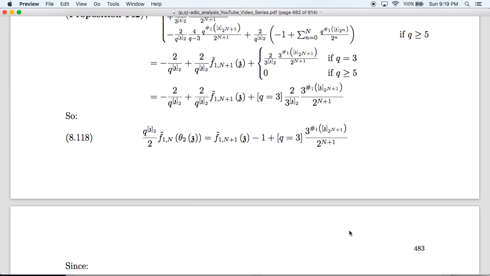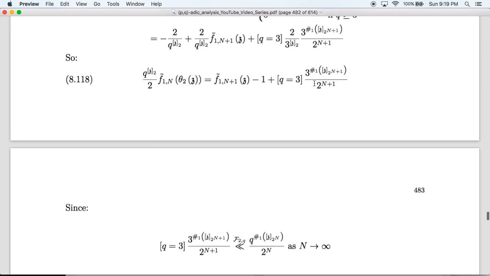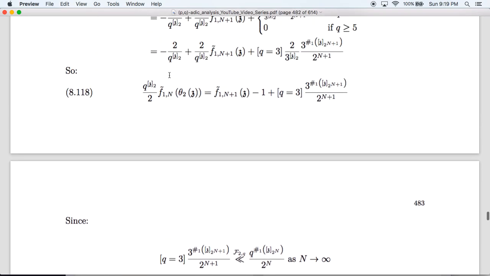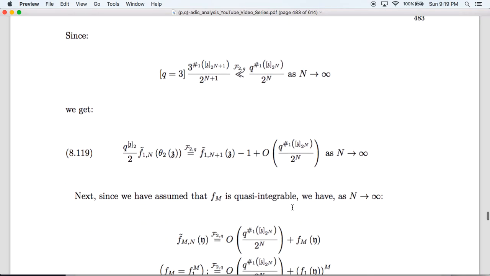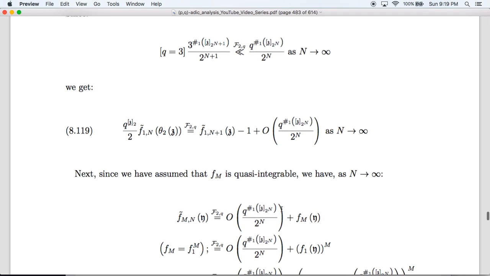So what this is showing is what precomposing with the shift operator does to the Fourier series of f1. Note that this satisfies this asymptotic frame-wise. We can then rewrite this thing as this asymptotic. So next, since we've assumed that Fm is quasi-integrable, we're going to now use the fact that Fm is just F1 to the power of m. So since we know that this is quasi-integrable, we have Fm is going to be equal to this plus that.